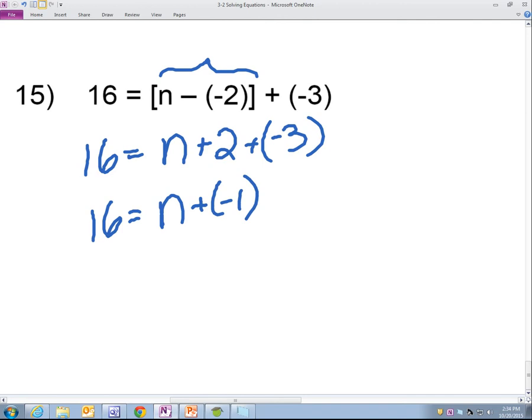Okay. Now I'm going to undo what's being done. It's n plus -1, so we need to remove a -1. We're going to remove a -1, so it's subtracting a -1. And we have to do the same thing over here. Remove a -1. And what do we know about a double negative when you subtract a negative? Positive. So it's going to be adding 1 actually to this. 17 is n.